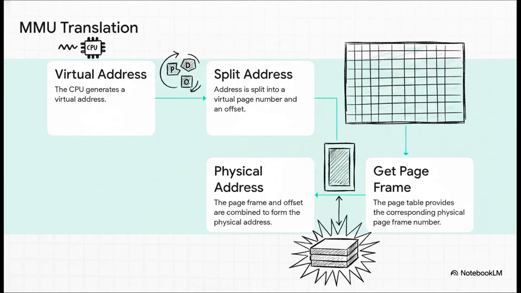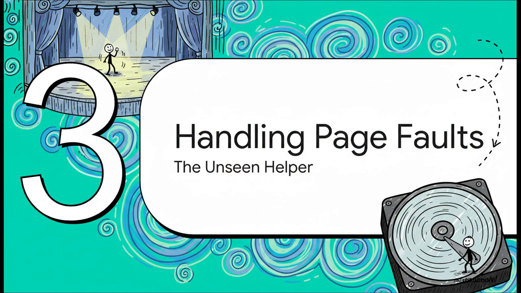Let's just quickly trace how this works. Your program needs some data, so the CPU asks for it at a virtual address. The MMU catches that request and breaks it into two parts: which page it's on and where it is inside that page. That's the offset. Then it looks up that virtual page number in this master list, called a page table. The table tells it, oh, that page? It's currently on stage in physical frame number 7. The MMU just combines that physical frame number with the original offset and boom, it has the real address. And this happens for every single memory access, millions of times a second. It's just unbelievably fast.